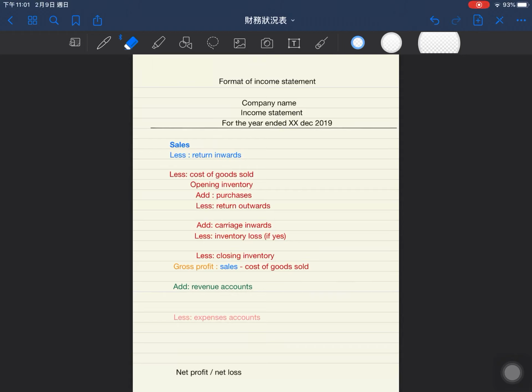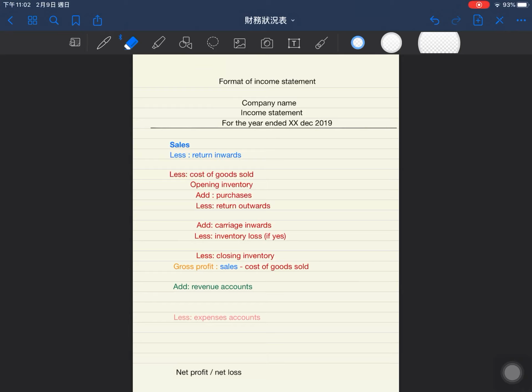Today I would like to give you some hints on how to prepare the income statement. You may see that there is a format of income statements. Let's see them one by one.